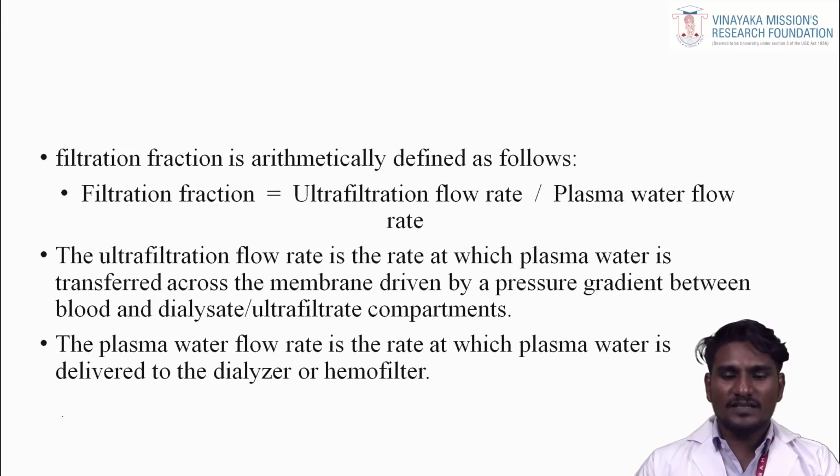The filtration fraction is mathematically defined as the ultrafiltration flow rate divided by the plasma water flow rate. The ultrafiltration flow rate is the rate at which the plasma water is transferred across the membrane, driven by a pressure gradient between the blood and the dialysate-ultrafiltrate compartment. The plasma water flow is the rate at which the plasma water is delivered to the dialyzer or hemofilter.